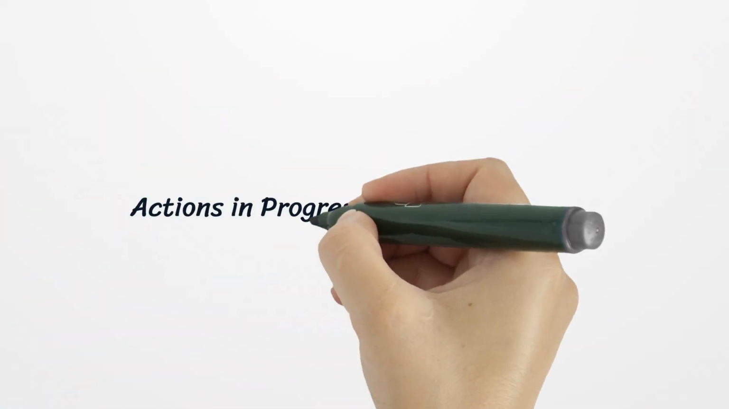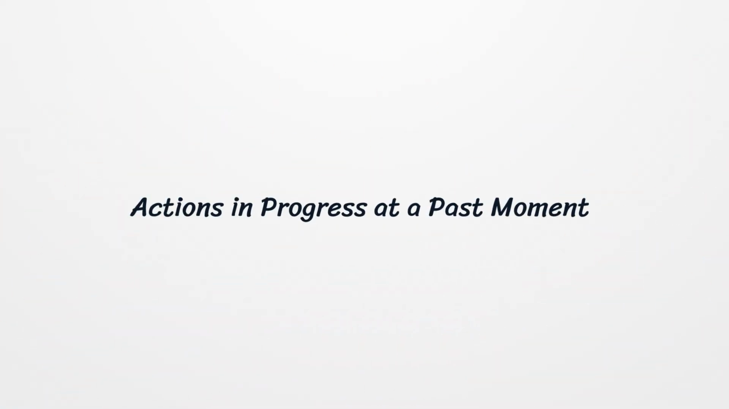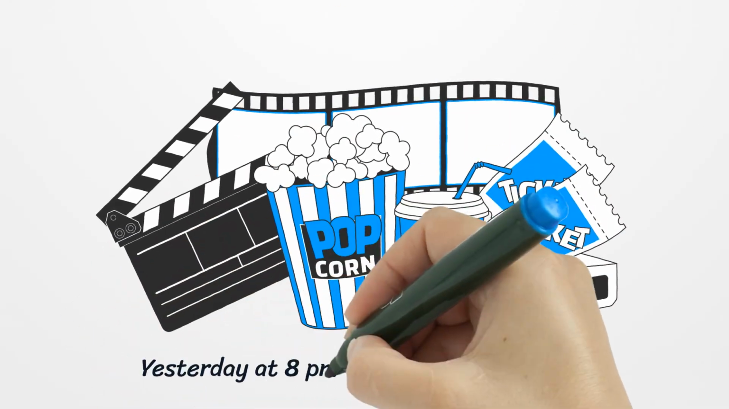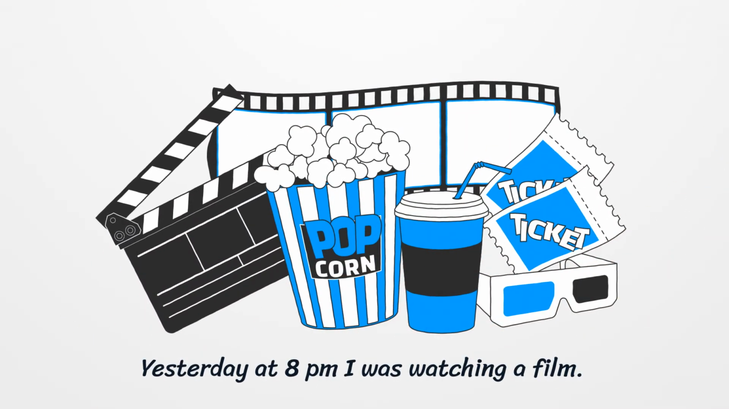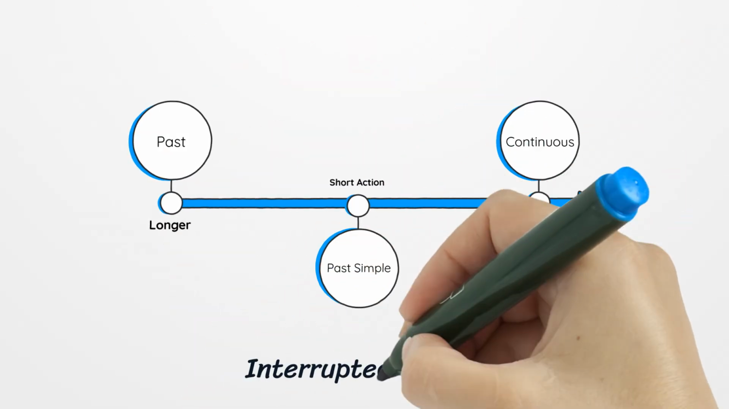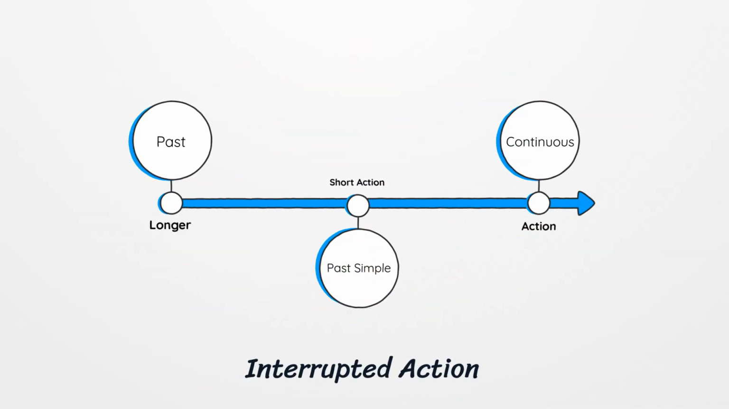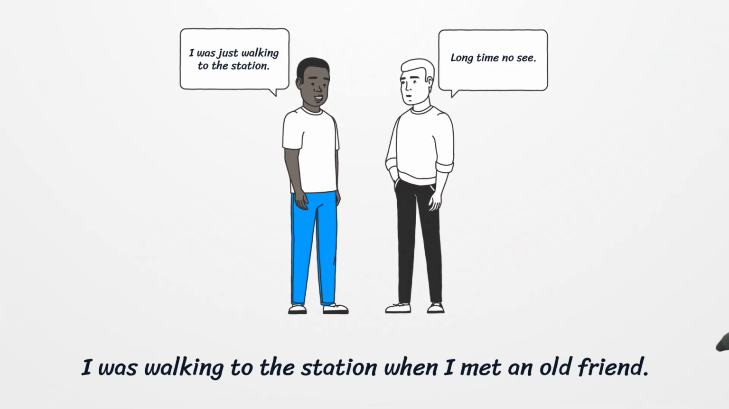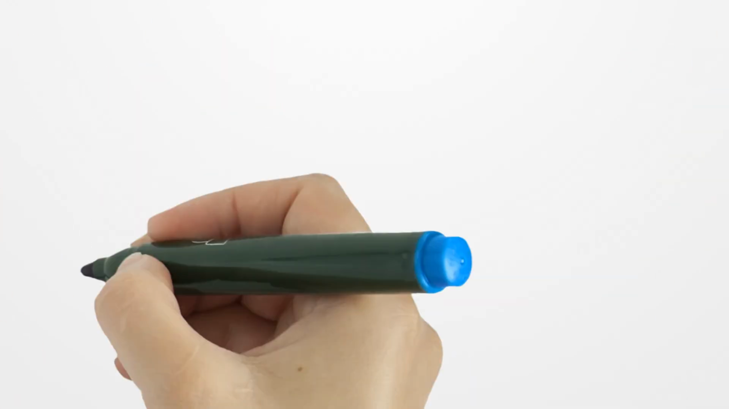To begin with, for actions in progress at a past moment. To say what was happening at a precise time in the past. Yesterday at 8 p.m., I was watching a film. Another use is for an interrupted action. When a longer action in past continuous is interrupted by a shorter action in past simple. I was walking to the station when I met an old friend. The meeting interrupted the walk.